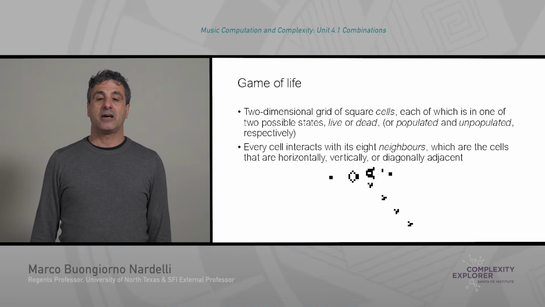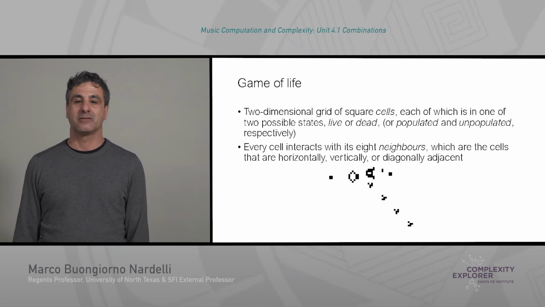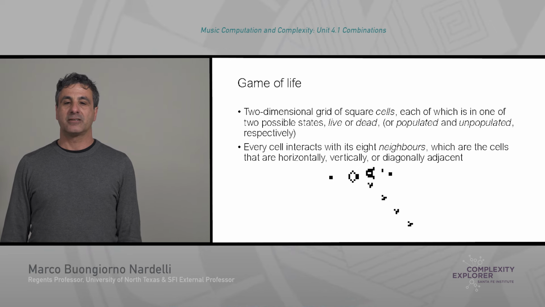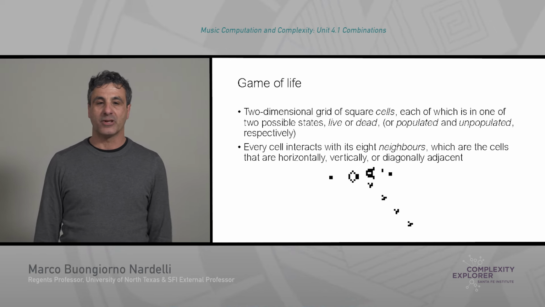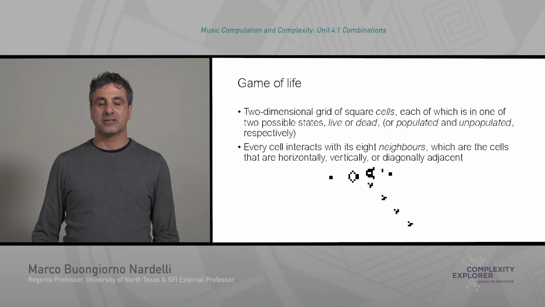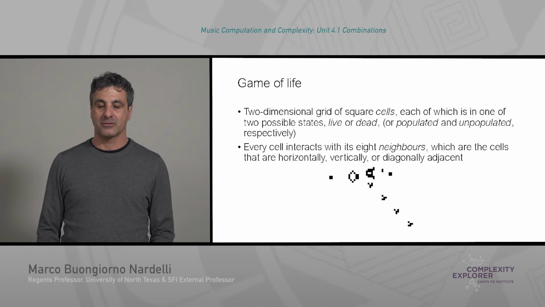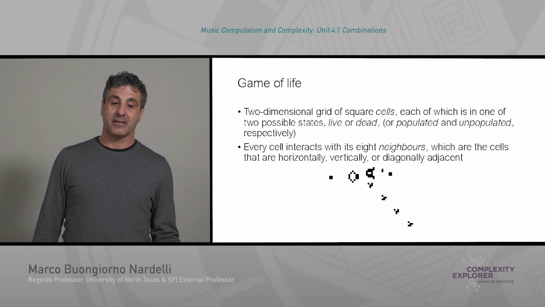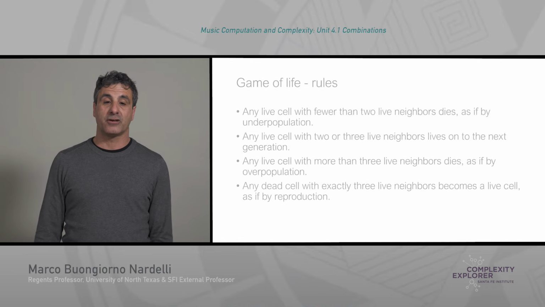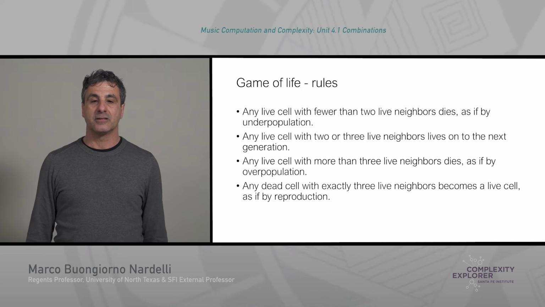You can see here in the slide an example of an animation of this cellular automaton. The game of life is characterized by a two-dimensional grid of cells, or square objects, each of which can be either live or dead, or populated or unpopulated. And every cell interacts with its 8 neighbors, which are the cells that are horizontally, vertically, or diagonally adjacent. Depending on the values of the surrounding cells, that central cell changes its status. The rules are very simple. There are 4 rules in the game of life. They are listed here in this slide. You can read the rules here.